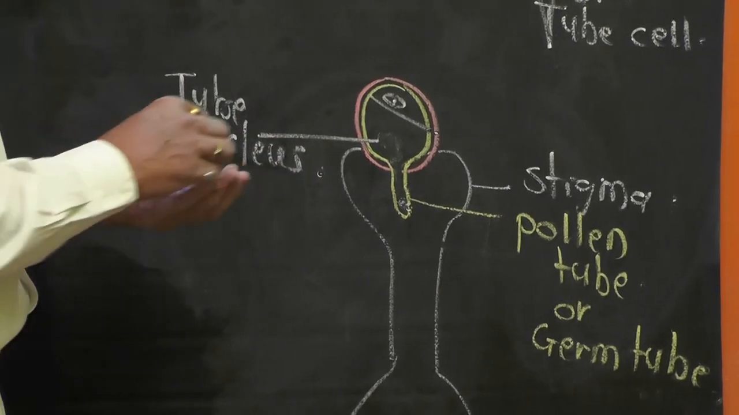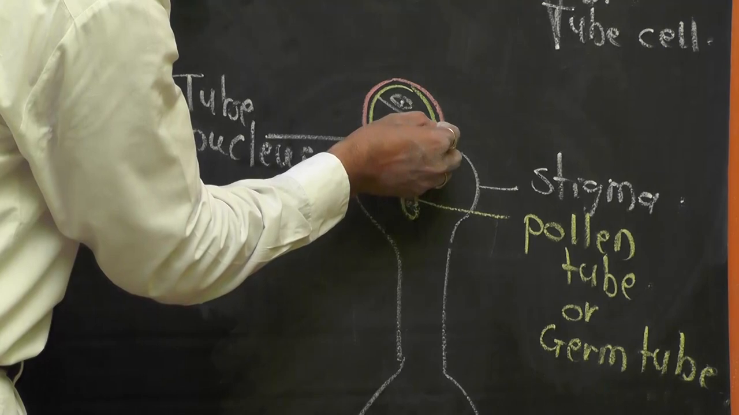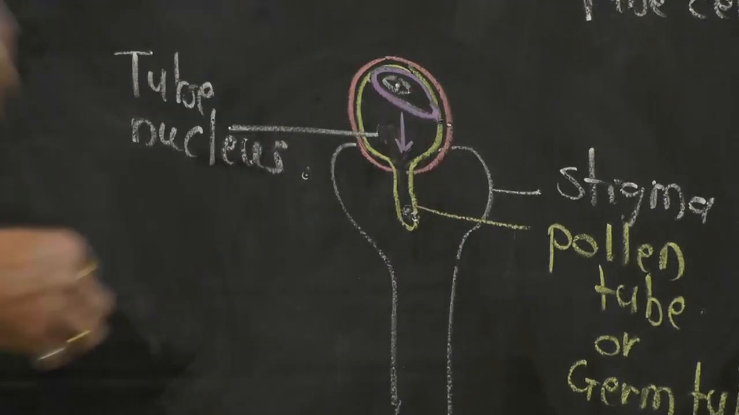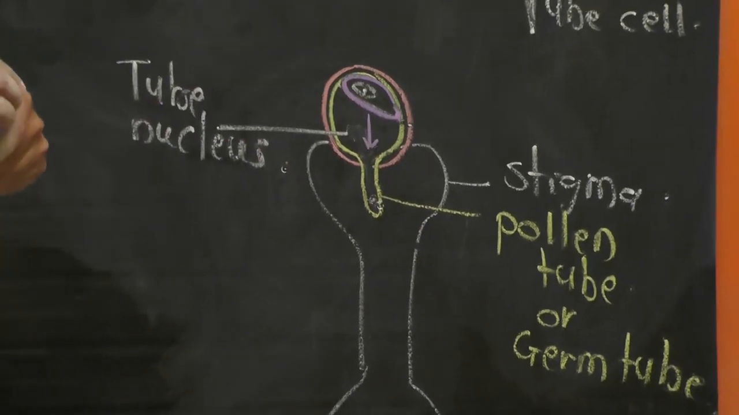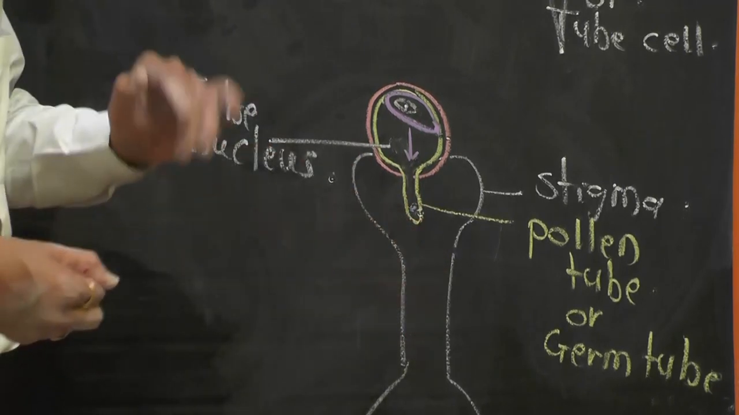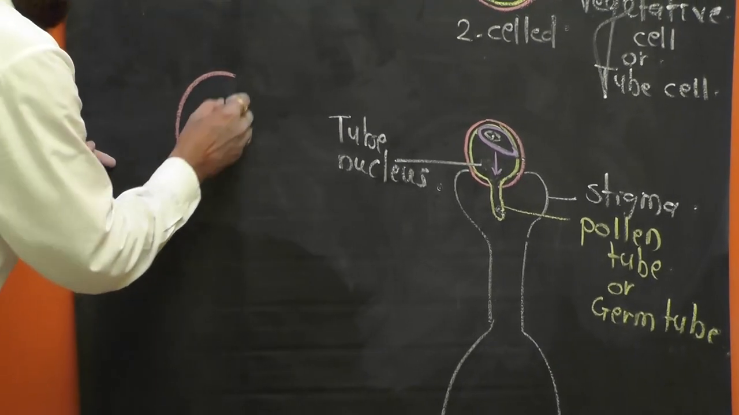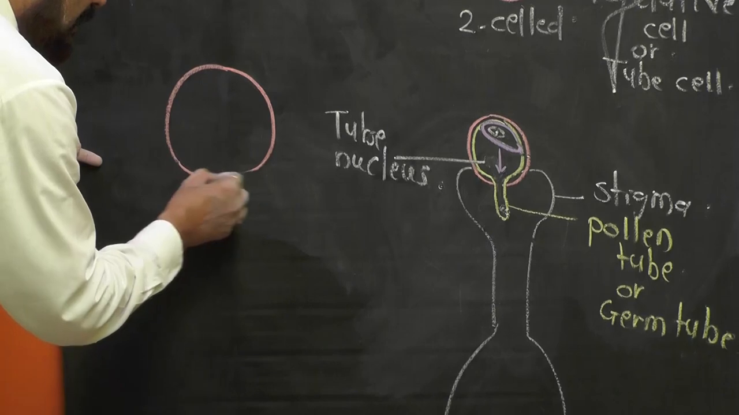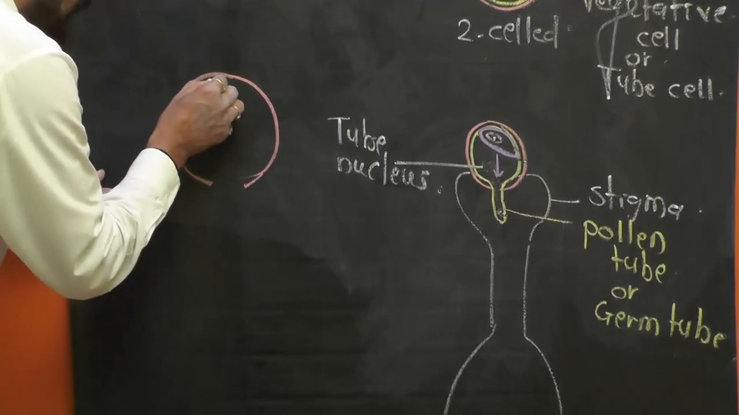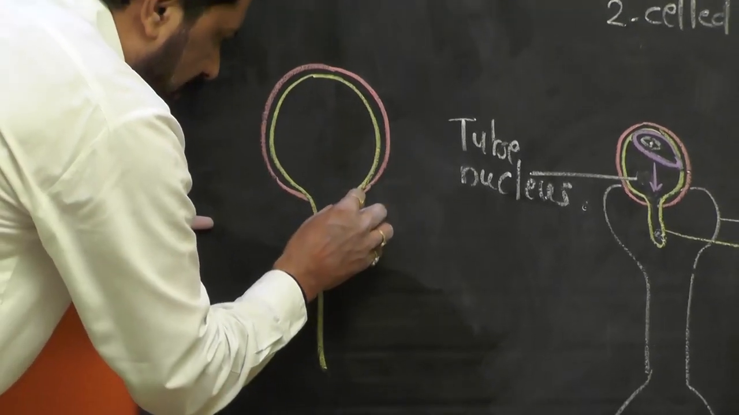It is followed by the second cell, that is the generative cell. Please look, the generative cell also follows that tube nucleus, it also enters into the pollen tube, and as the pollen tube grows towards the ovary, at that time the generative cell, this smaller cell, further divides mitotically.